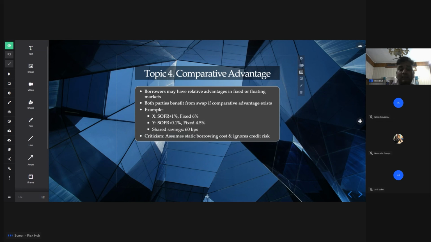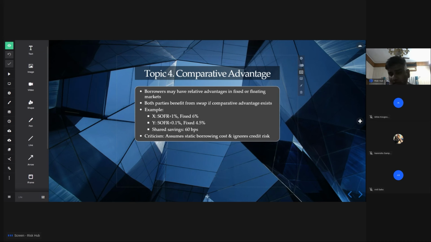Next part is comparative advantage. Now this is very, very interesting, guys. What is a comparative advantage? In a swap, who has the comparative advantage and why? Why would somebody have the comparative advantage? What will it lead to, and how can we use this in the real world?